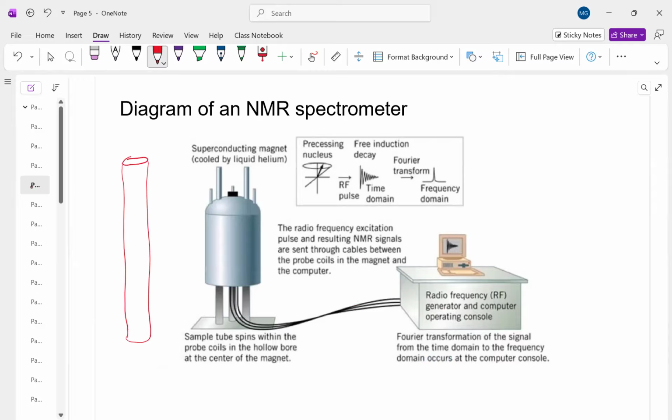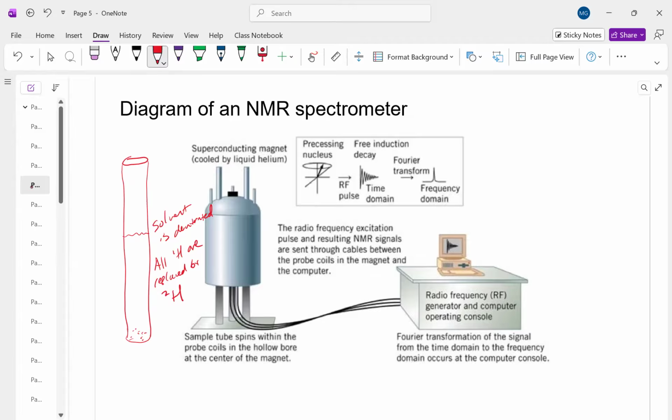And we put a little bit of sample in here, and then we dissolve that sample in a liquid that is usually what we say is deuterated. All right, the solvent is deuterated, which means that all protons are replaced by deuterium in that solvent. And think about why that's the case.